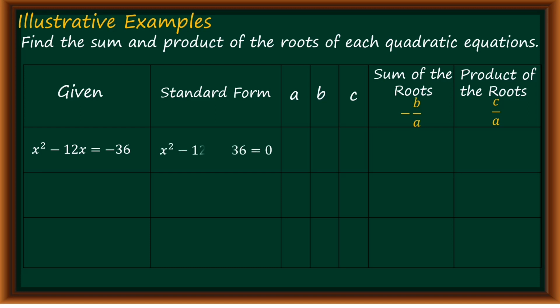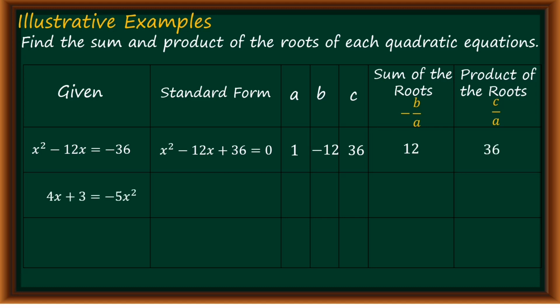In standard form, it is x squared minus 12x plus 36 is equal to 0, where a is equal to 1, b is equal to negative 12, and c is equal to 36. The sum of the roots, that is negative b over a, since our b is negative 12, so that is negative of negative 12, which is positive 12 over 1, so our sum of the roots is 12. The product of the roots is c over a, so that is 36 over 1, so that is 36.